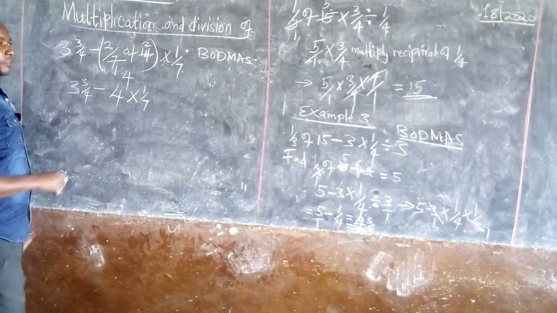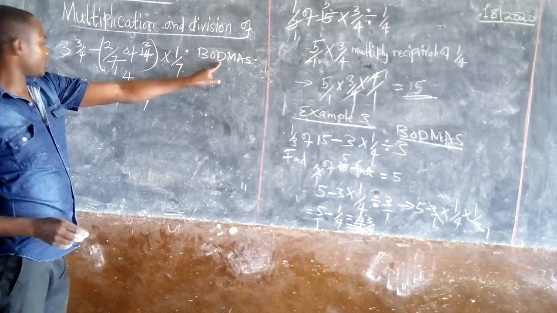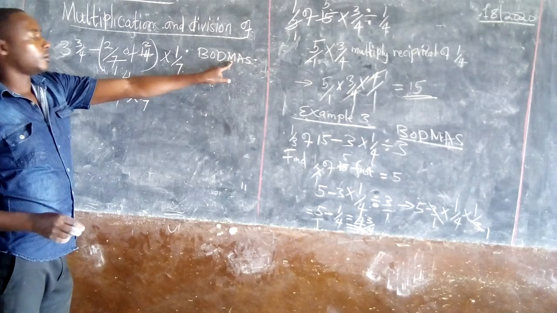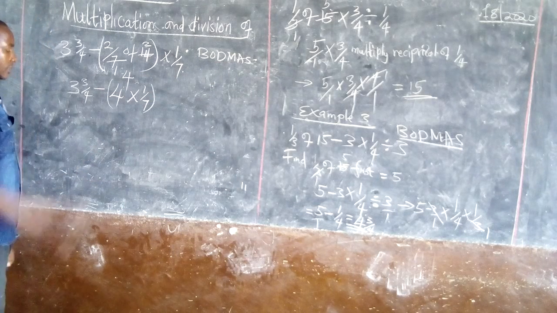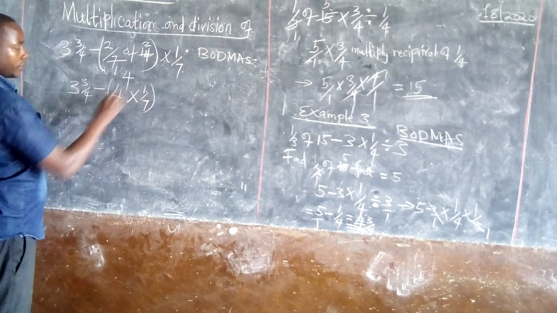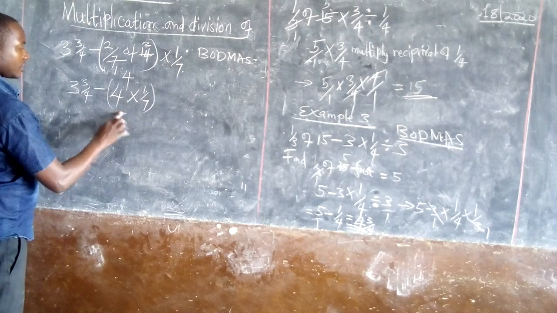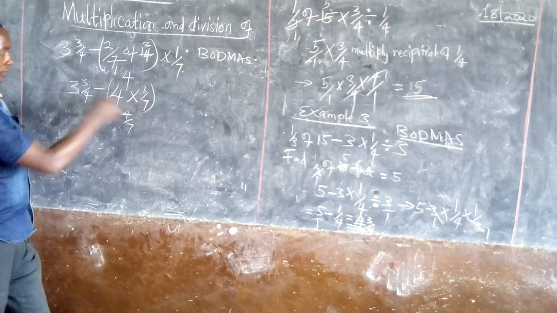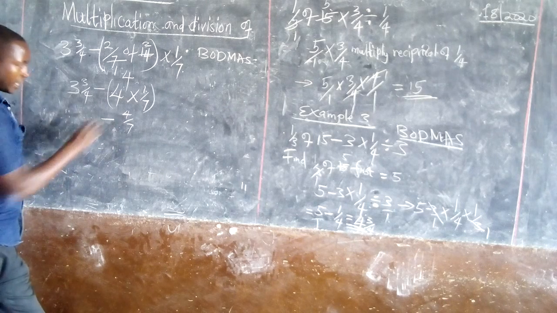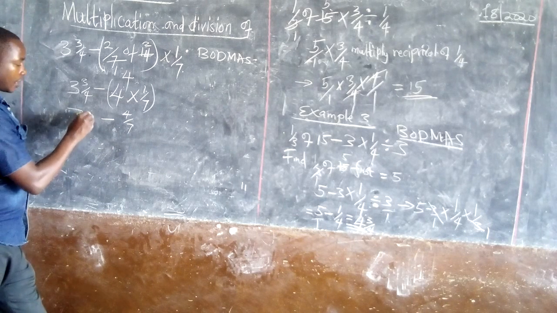So from there, we do not have a division, so we go to multiplication. This will be 4 times 1 gets 4, over 7. So here this is 4/7. 4 times 1, 4, then over 7, minus 3 and 3/4.